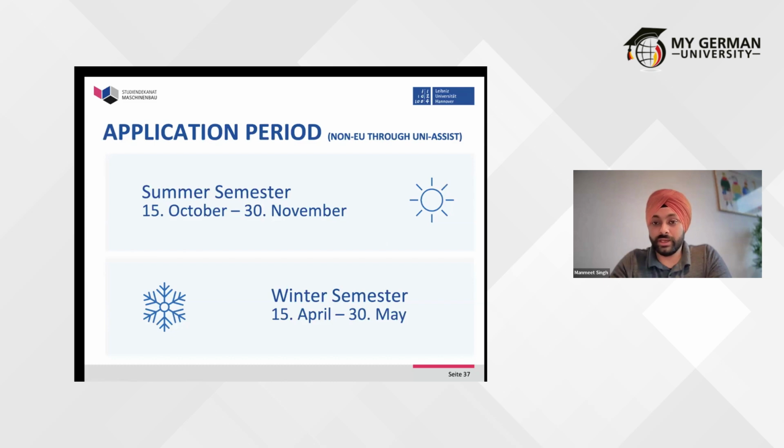The application period for the summer semester is already gone. That was 15 October to 30th of November. The admission letters for this period normally go out by 15th of December, so that international students have enough time to get visa appointments. For the winter semester, which will start in October 2025, the admissions period will start from 15th of April and go till 30th of May. The admission letters will go out mid-June, so that you again have enough time to organize your visa, your appointments, your traveling and everything.